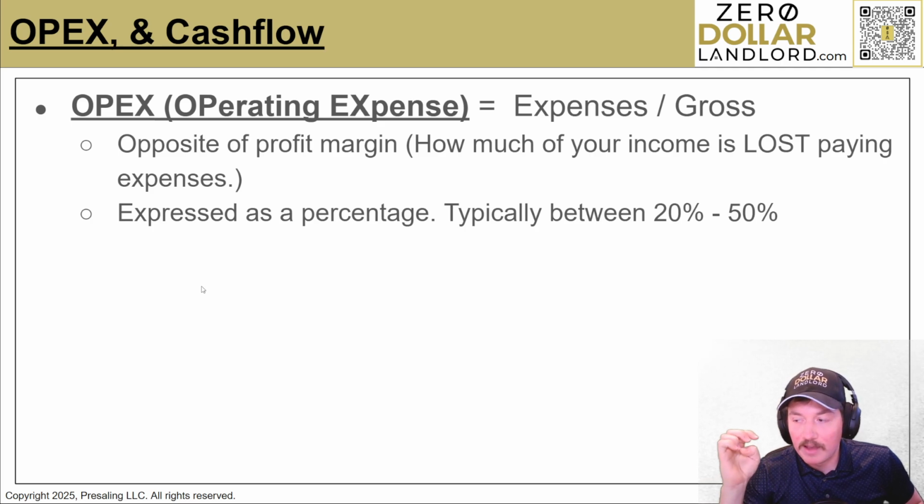So if I have a $10,000 a year income and I spend $3,000 a year on expenses like taxes or whatever, like property tax that is, then that is a 30% OPEX, right? Because 3K divided by 10K.